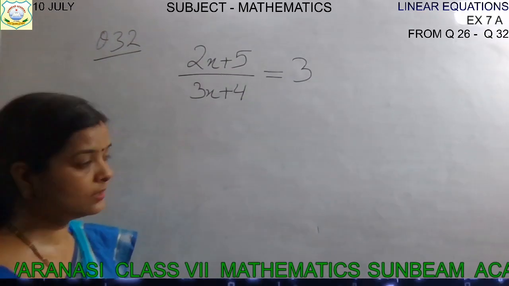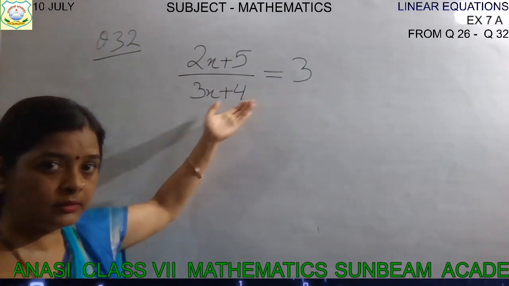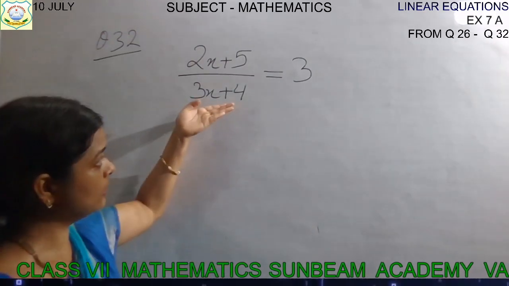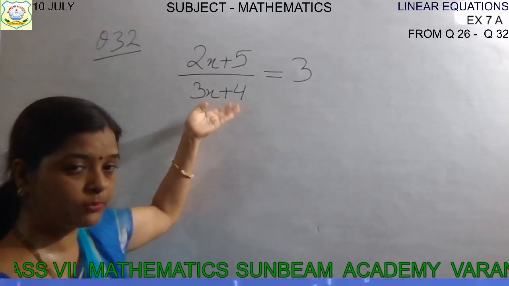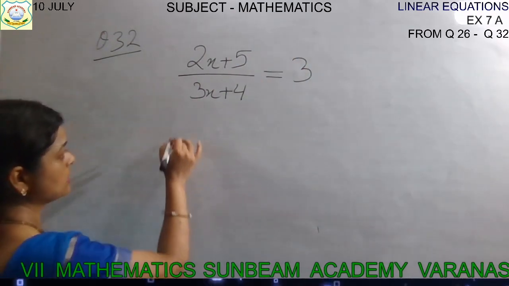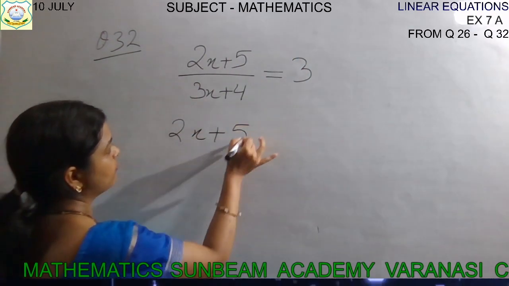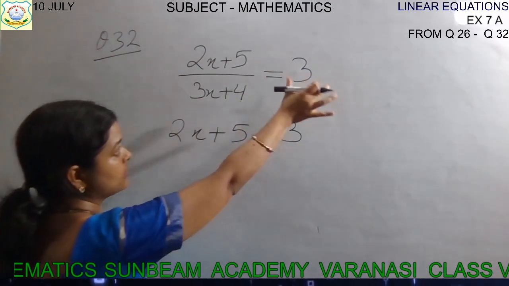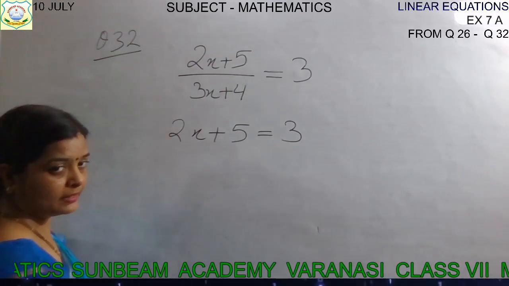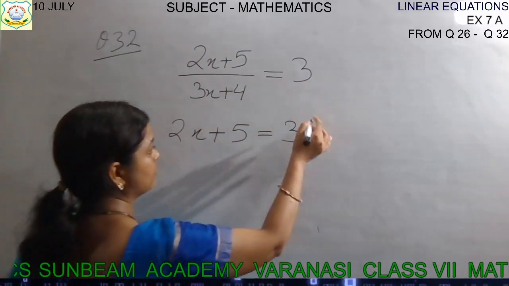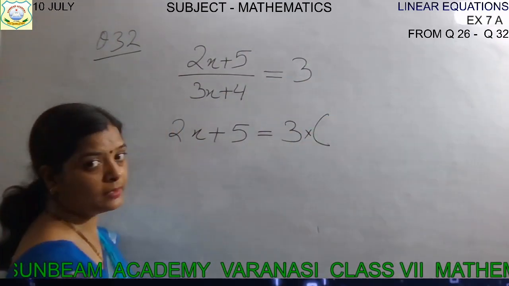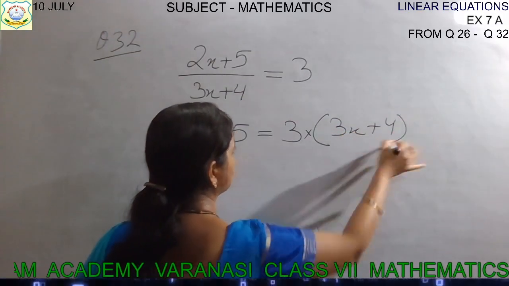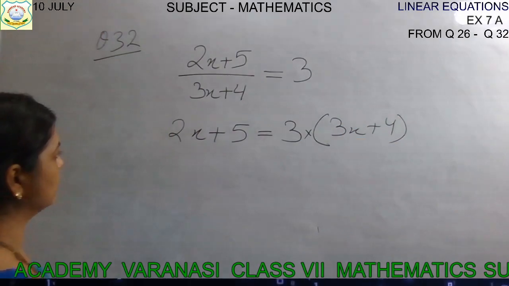Now let's solve, children. Only one denominator is here. On that side we don't have any denominator, so it is now one step easier for us: only this denominator we will transpose to RHS. So let's quickly transpose it. 2x plus 5 is equal to 3, which is already on that side, and when it is transposed to RHS, it will go for multiplication, and the whole one will multiply with 3. That's why we will keep it in a bracket. 3x plus 4. Okay. Now let's solve this.